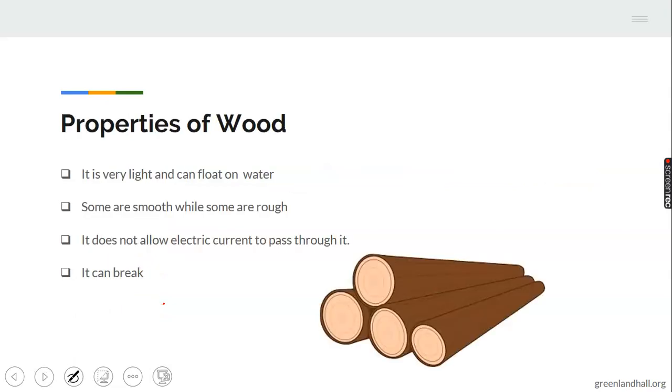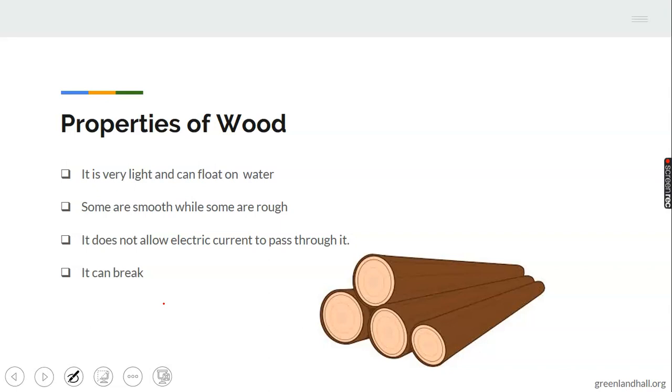Now we look at wood. One of the materials I just lifted now is what? Good, wood. Now let's look at the properties of wood. I told you before that we will learn what materials are, the examples of materials, and the properties of materials. Now let's look at wood. Wood is very light and can float on water. Some are smooth, some are rough, it does not allow electric current to pass through it, and wood can break.